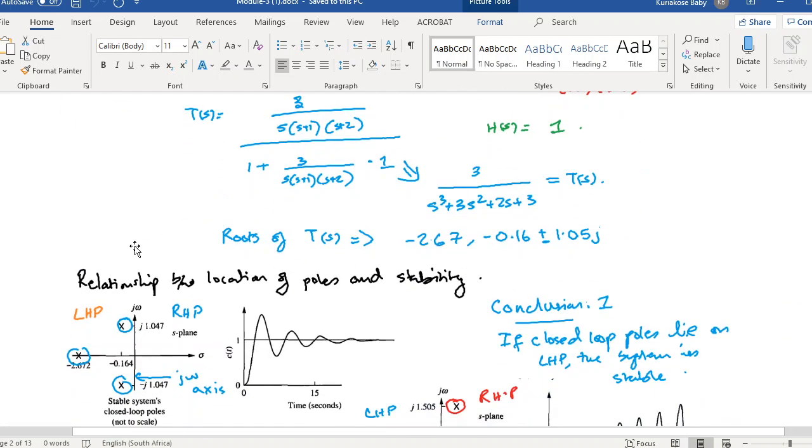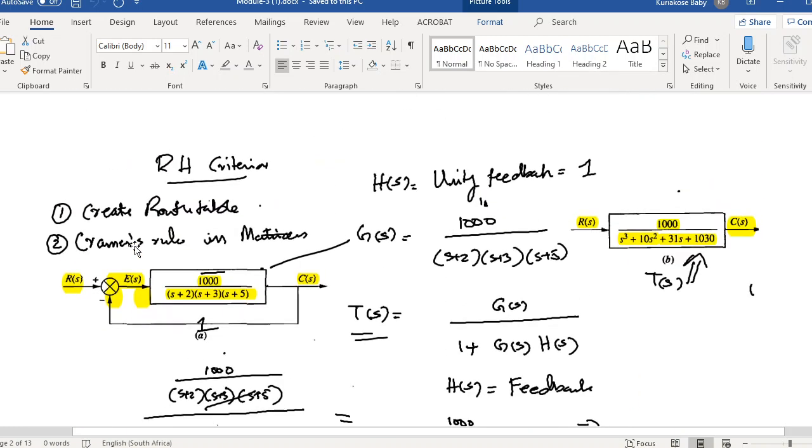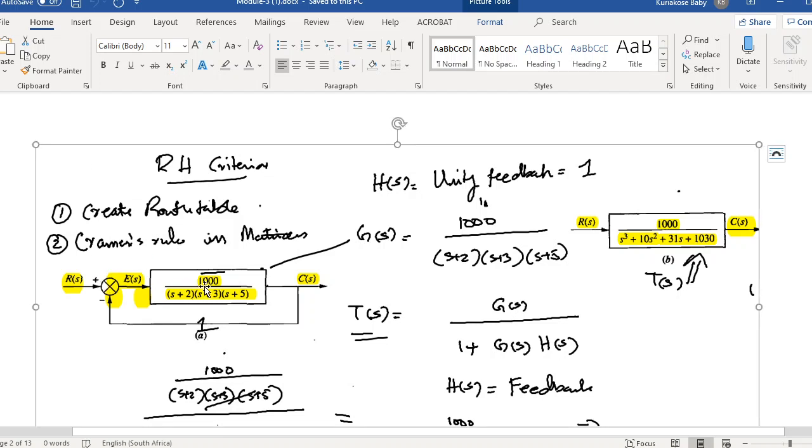The first thing that I want us to do here is to see if we can find the closed loop transfer function. The most important thing when we are doing the Routh-Hurwitz criterion is that we need to find the closed loop transfer function. Here's a question that is given to us, whereby the open loop transfer function is 1000 divided by (s plus 2) into (s plus 3) into (s plus 5). Before we use the Routh-Hurwitz criterion, the most important thing we need to do is to find the closed loop transfer function. The closed loop transfer function is something that you will be familiar with when you are doing your lab sessions.